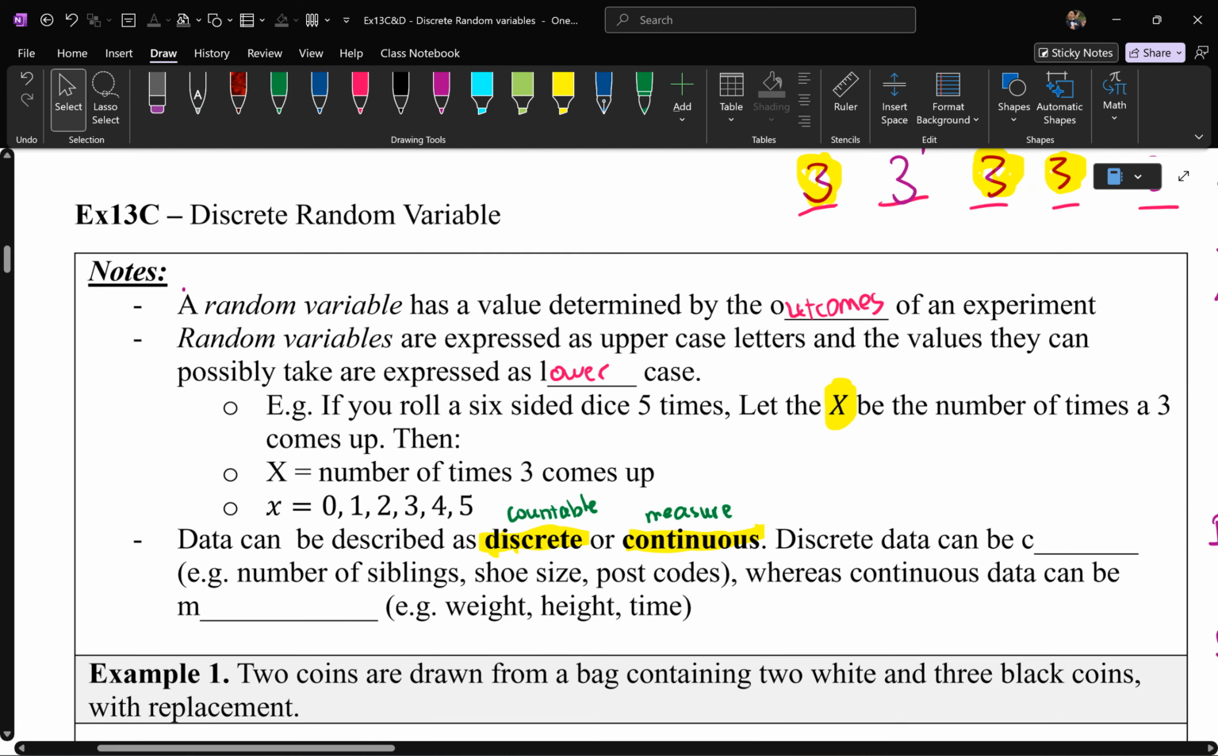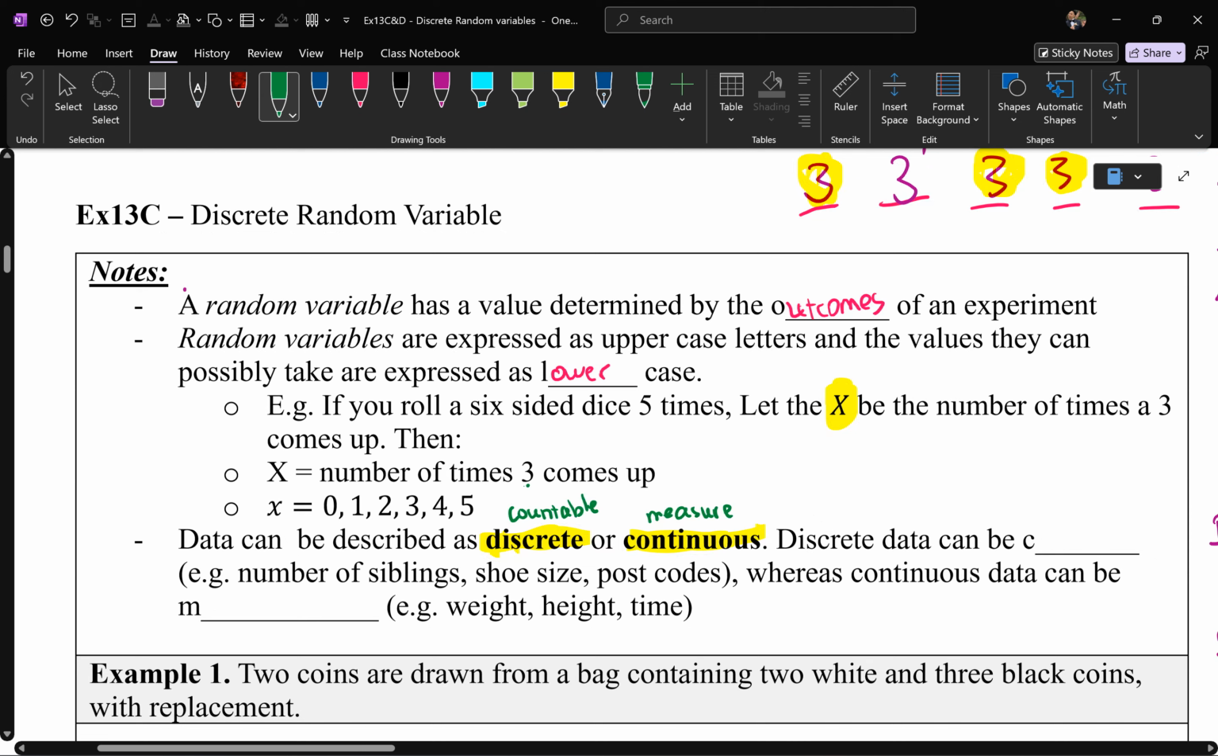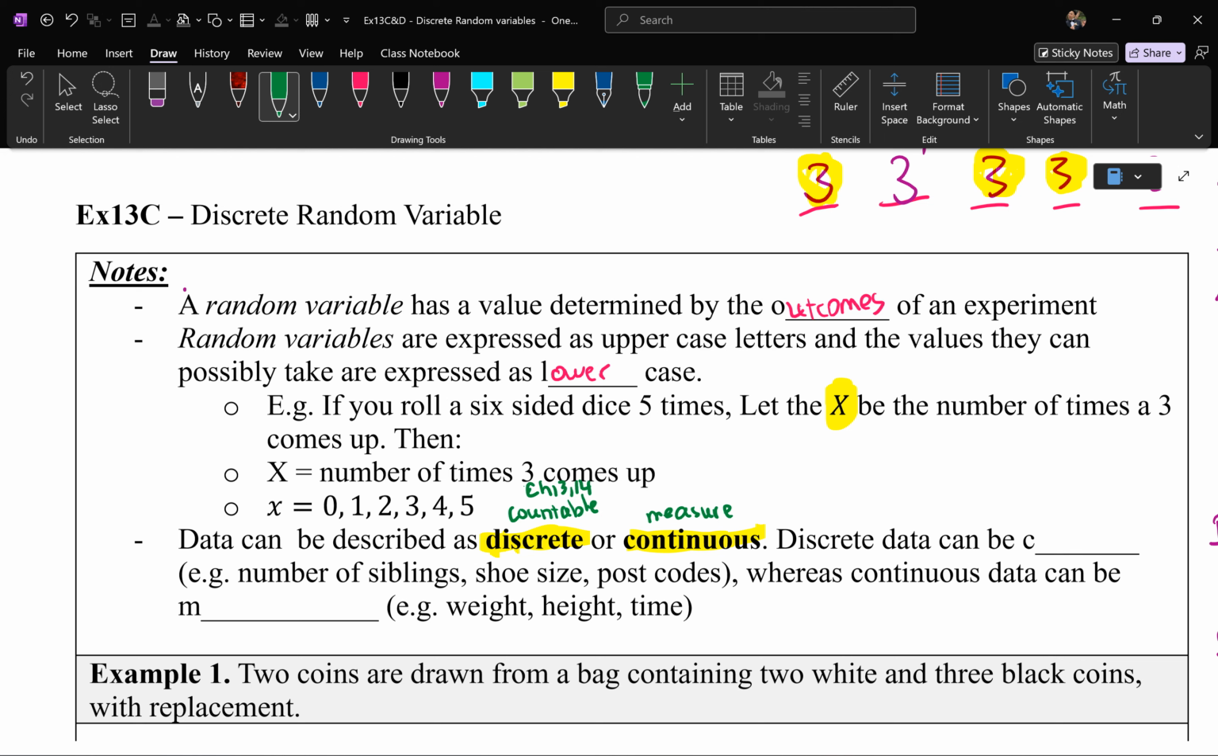So we're going to be looking at Chapter 13 and Chapter 14 explores countable data. Chapter 15 and 16 explores continuous data. And then 17 merges the two. Okay? So discrete data can be countable. Just fill this one in. That's countable. Number of siblings, shoe size, postcodes, whereas continuous data can be measurable.